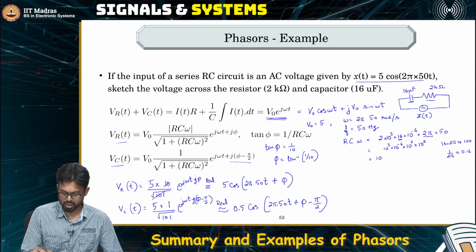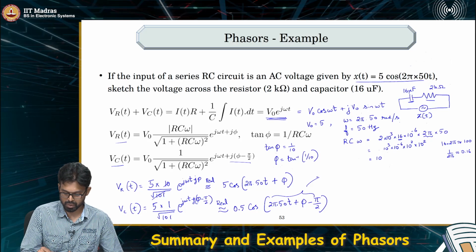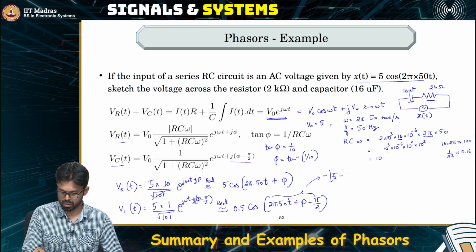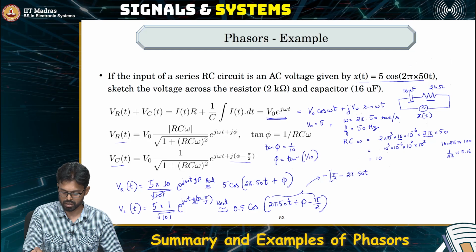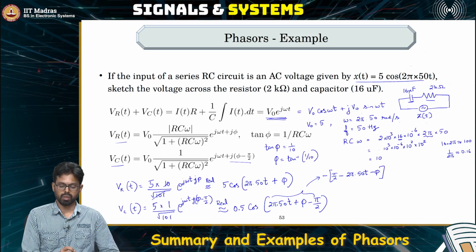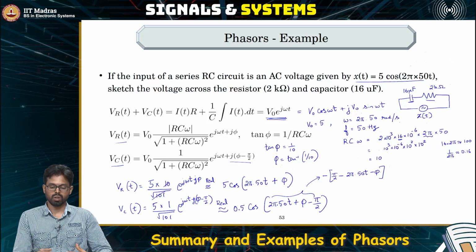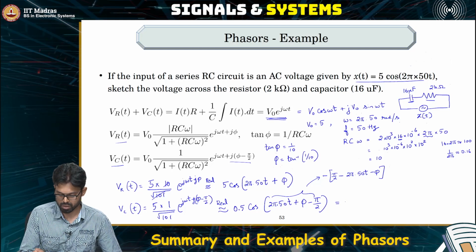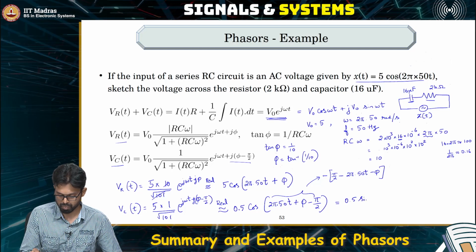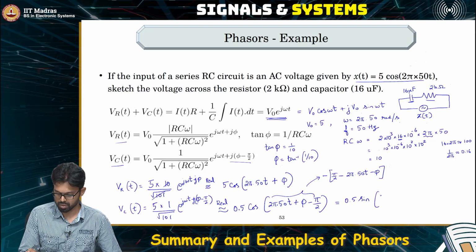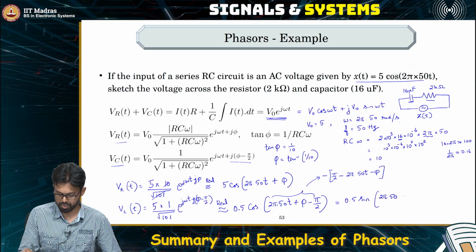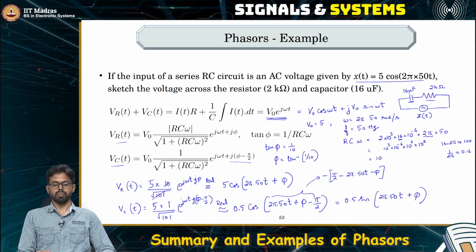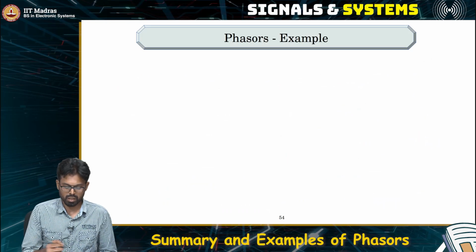So this entire expression could be rewritten as minus of pi by 2 minus 2 pi 50 t minus phi, and cos of minus theta is cos theta, and cos of 90 minus theta, that is pi by 2 minus theta, is sin theta, so which means this is 0.5 sine of 2 pi 50 t plus phi. Okay. So if we are trying to plot this, then what happens?